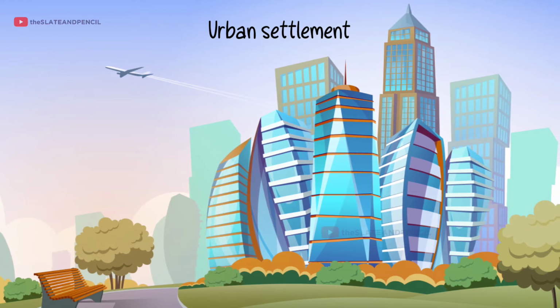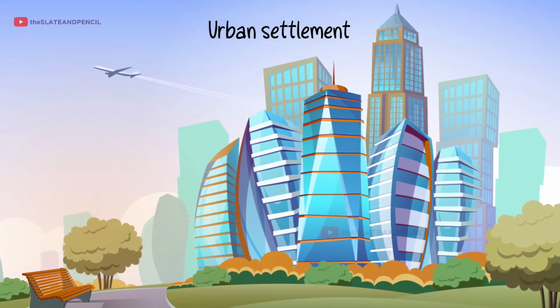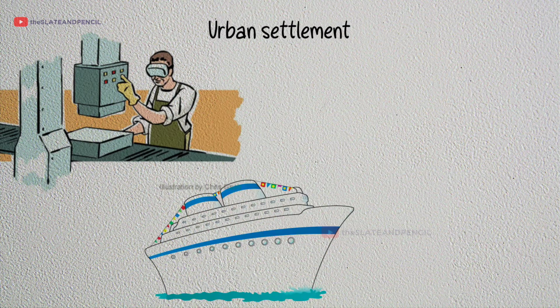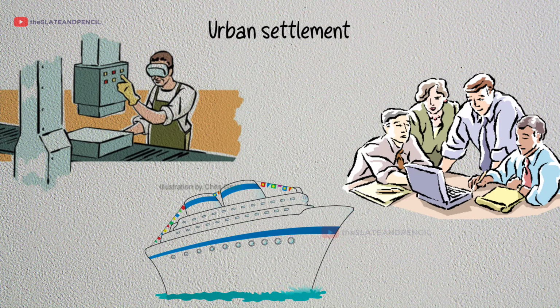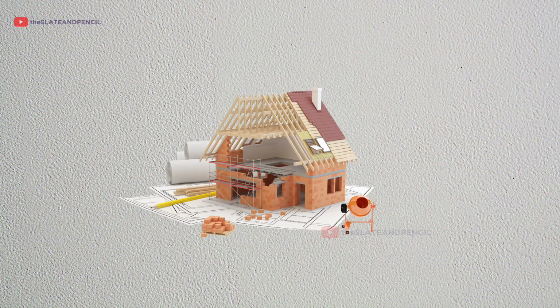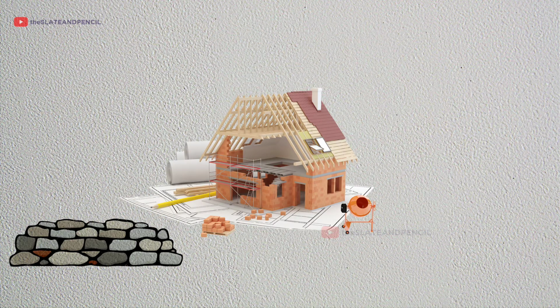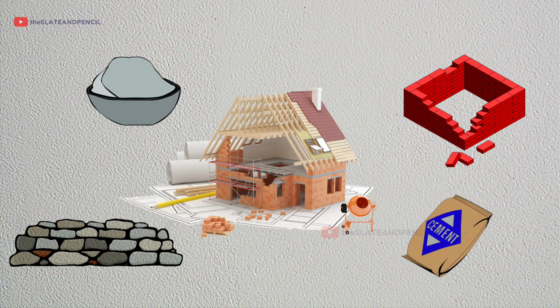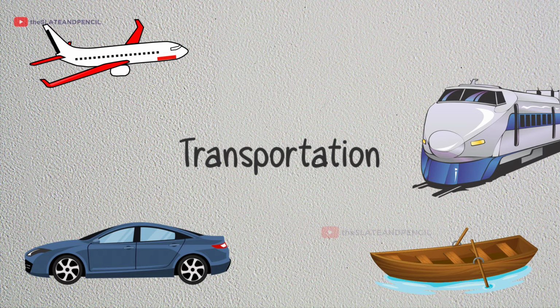Cities and towns are the urban settlements. In cities, people are engaged in activities like manufacturing, trading and services. Cities have a compact type of settlement. Houses are built with locally available material like stone, mud, clay, bricks and cement. Now we will discuss transportation.